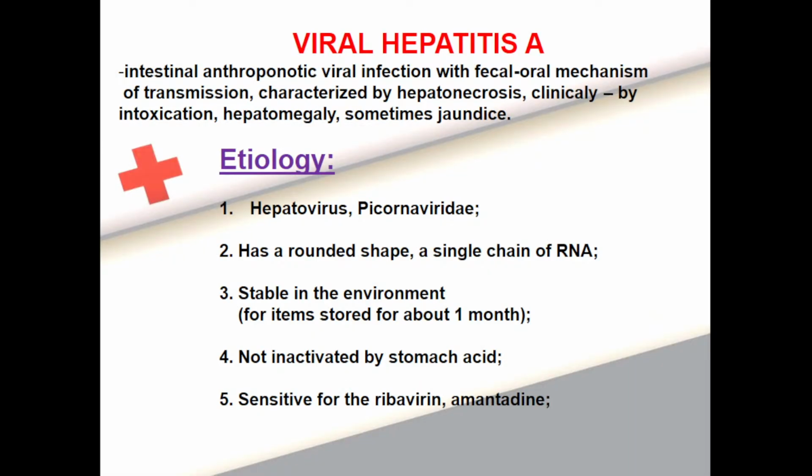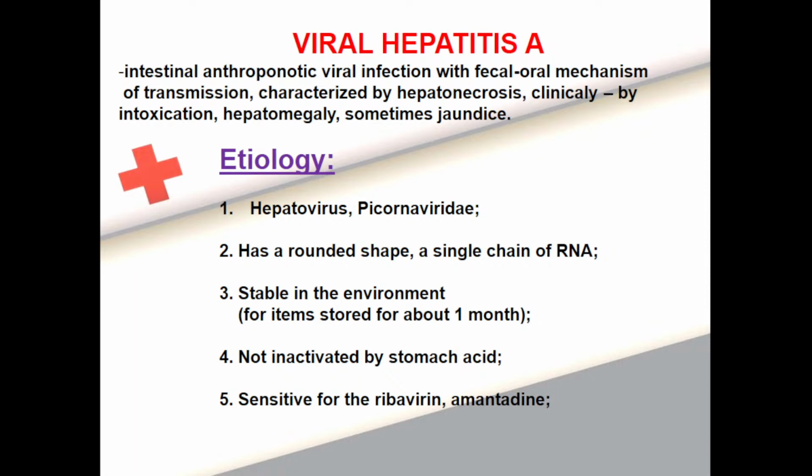Viral hepatitis A, let's start with it. An intestinal anthroponotic viral infection with fecal-oral mechanism of transmission, characterized by hepatonecrosis, clinically by intoxication, hepatomegaly, sometimes jaundice. Again, sometimes jaundice. For kids, most cases happen without jaundice. In an outbreak in some kindergarten, only a small amount of children, maybe 10 or 20%, will have the jaundice form. Most will have the non-jaundice form, if we talk about hepatitis A.